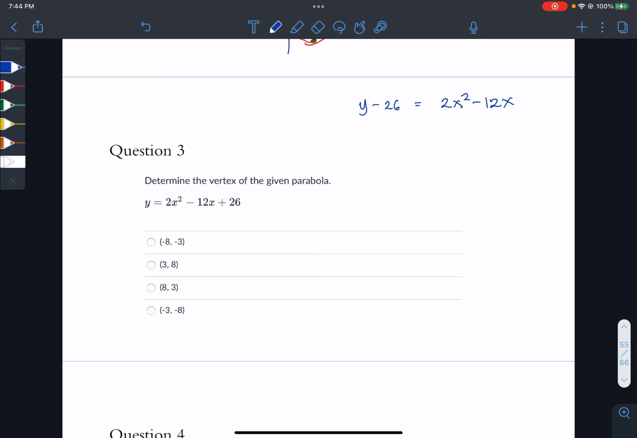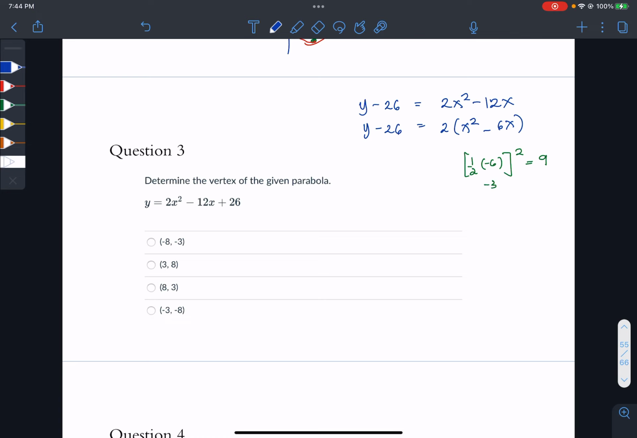So kaya lang, before performing the completing the square, dapat walang kasamang numerical coefficient yung x squared. So ang gagawin natin, we factor out 2. So lalabas nun, x squared minus 6x. Diba? So ngayon, we perform yung completing the square, no? So paano yun? Half of the middle term, which is negative 6, then square it. So half of the negative 6 is negative 3. So square it, it's 9.